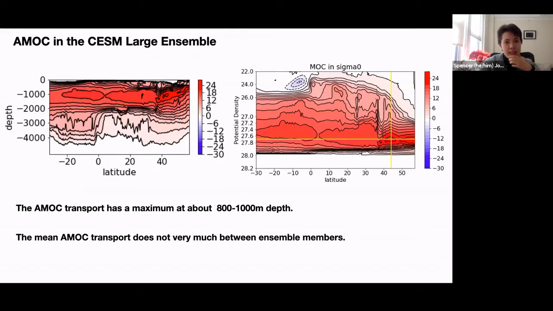Here, again, is the overturning in CESM, both in depth and in density space. It looks typical. The AMOC transport maximum is about 1,000 meters depth. So I do a lot of my subsequent work in potential density space with reference to the surface. Because we're at relatively shallow depth, that should be okay. It's also worth noting that the mean AMOC transport looks pretty similar between ensemble members. It doesn't seem like there's some fundamental difference in the mean transport.